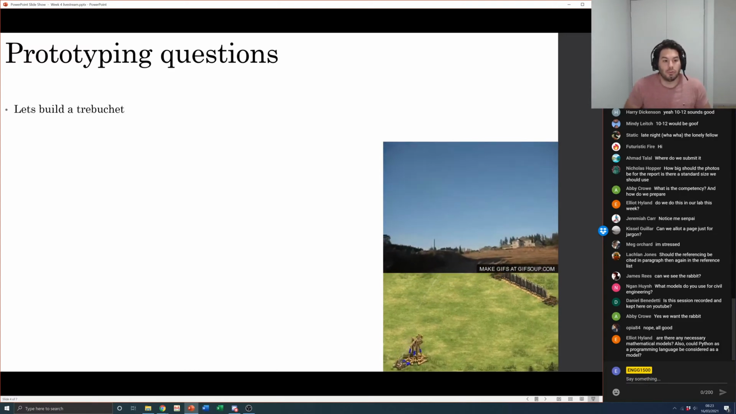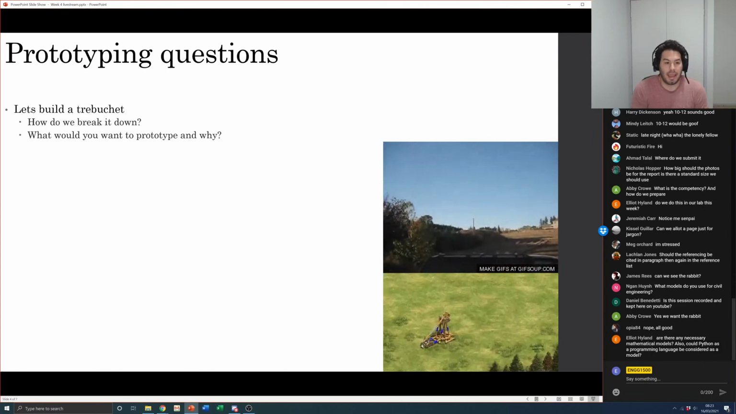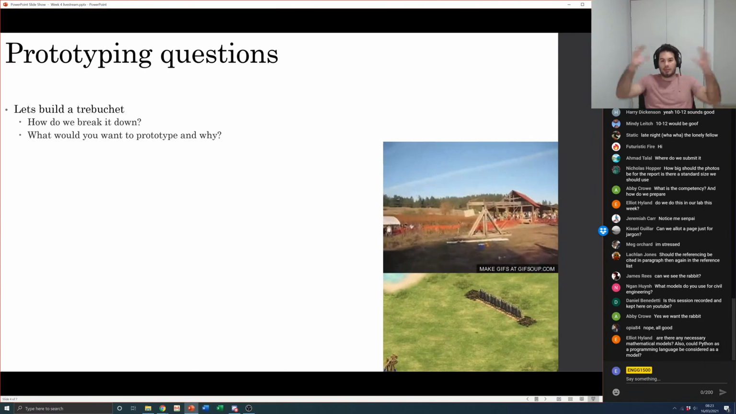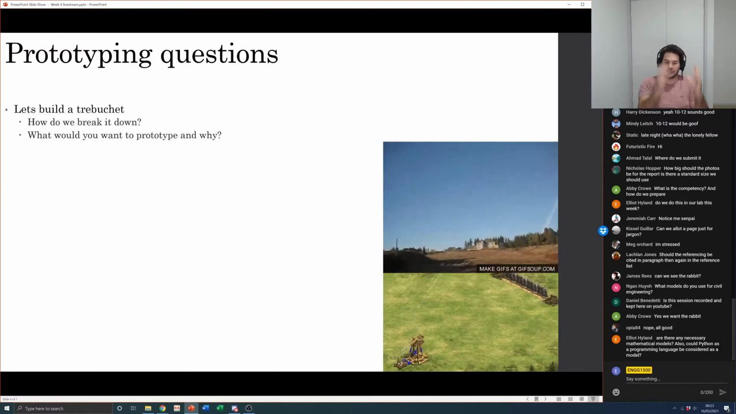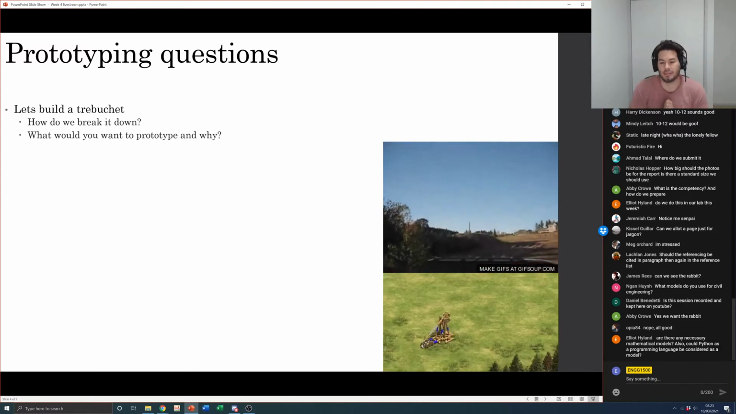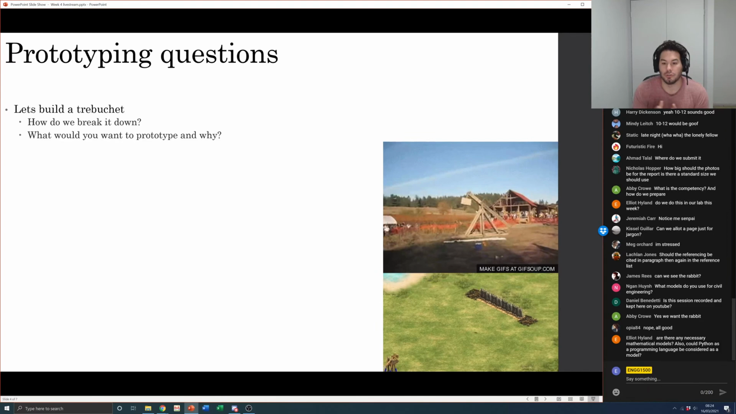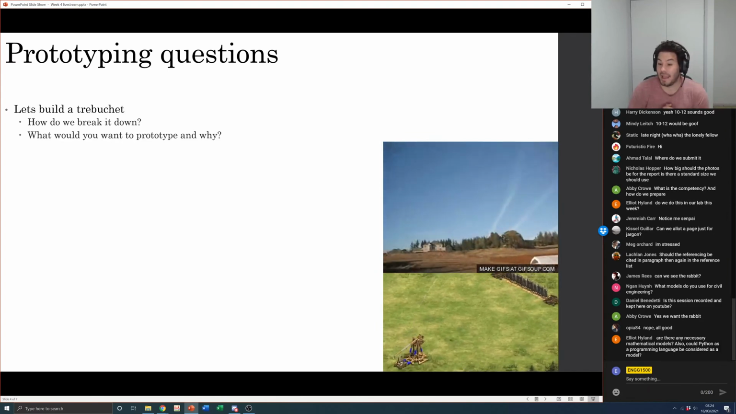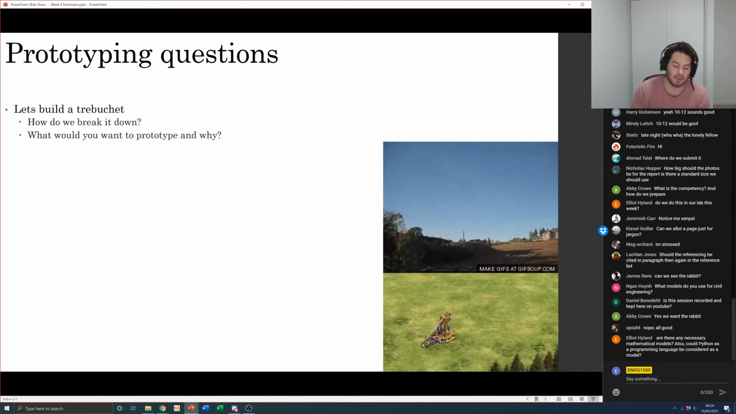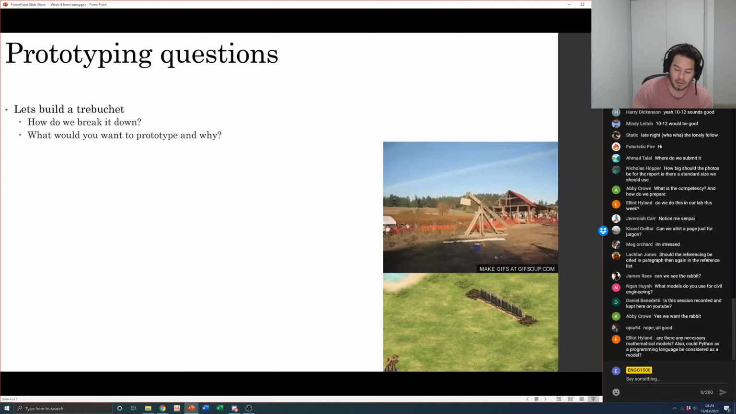Tell me, what would you want to prototype? How do you break this problem down from the enormous task that it is into separable, measurable parts that we could prototype? What would you want to prototype and why? And how? Give me something. How could you break this down?